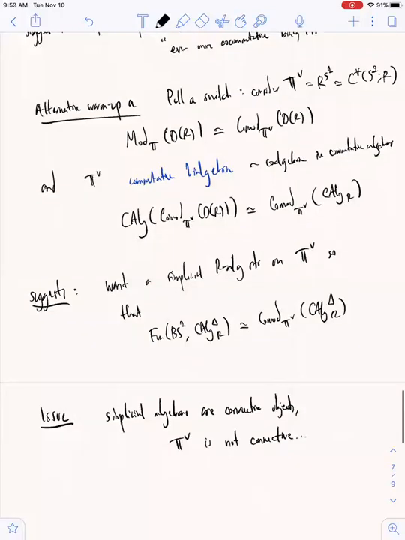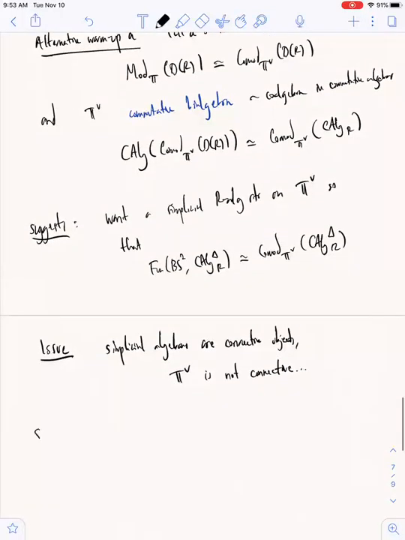Okay, but there's a solution. And this is a theory of non-connective, you want to enlarge the theory of simplicial commutative rings in a way that allows for non-connective objects. So non-connective simplicial rings, which I'm going to call derived rings.